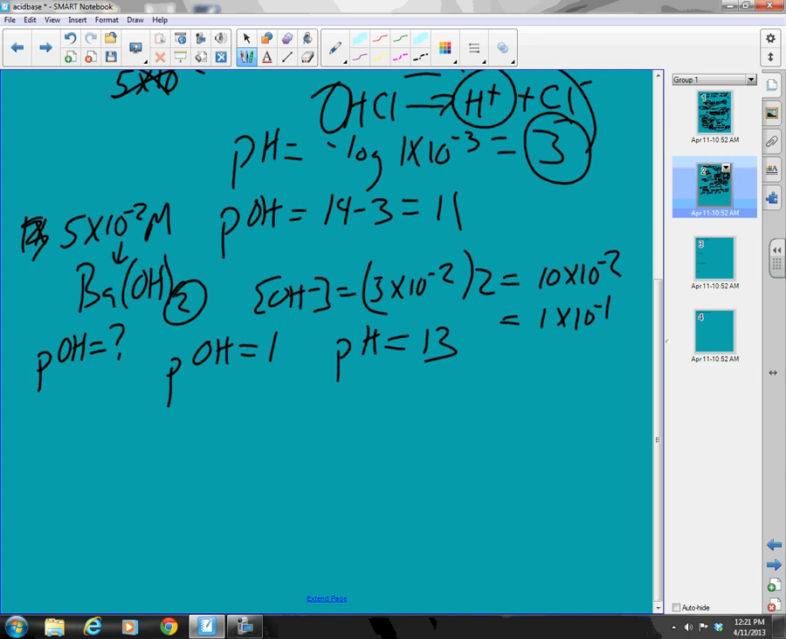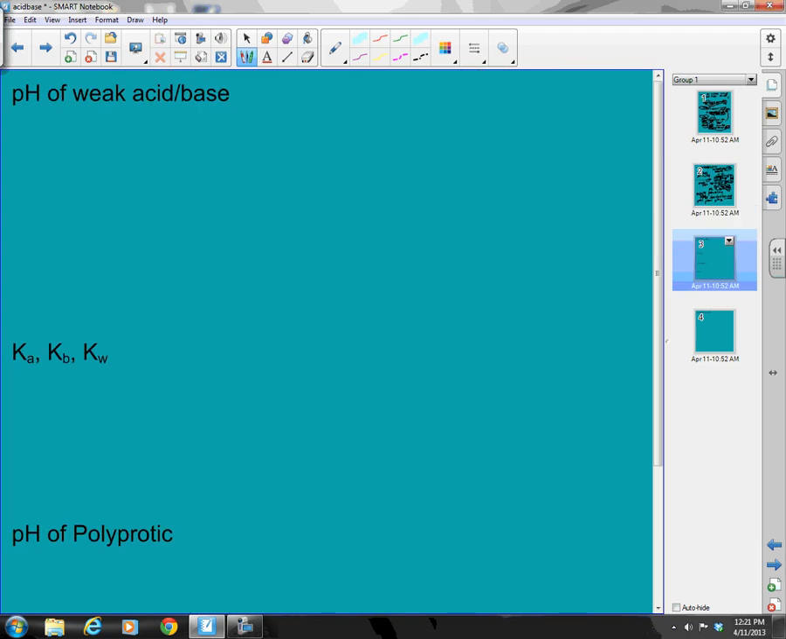Now remember, pH doesn't have to be between 0 and 7 or 0 and 14. I can have pHs that are negative, and I can have pHs that are greater than 14. Going farther. Okay, pH of a weak acid. How do we figure that out?